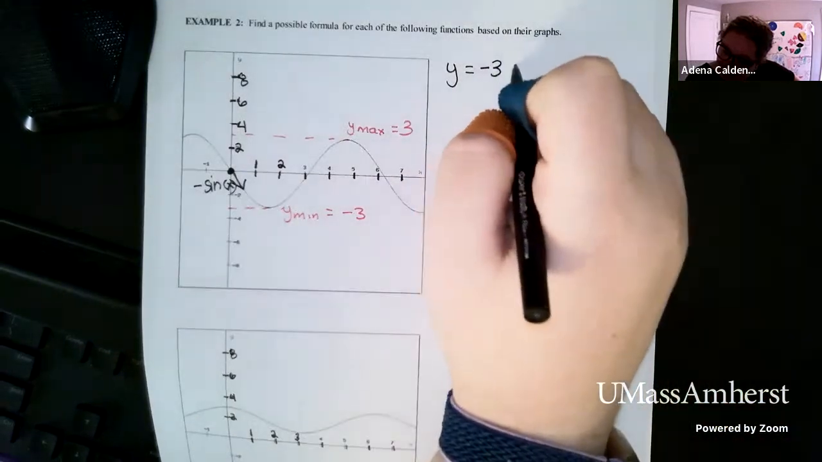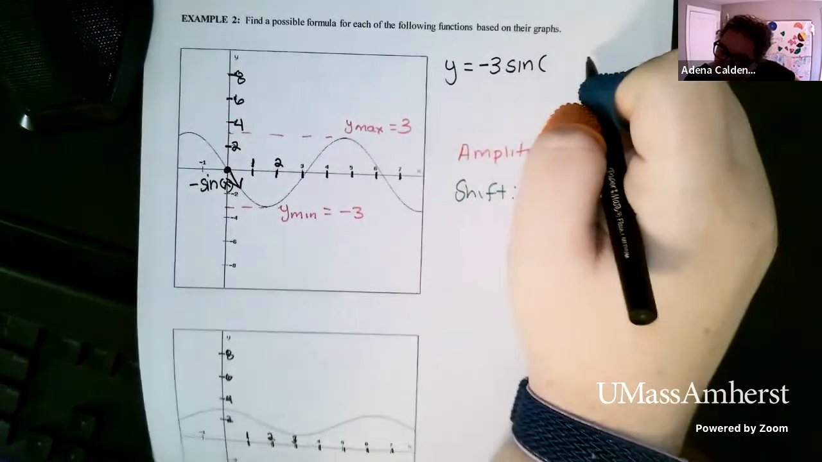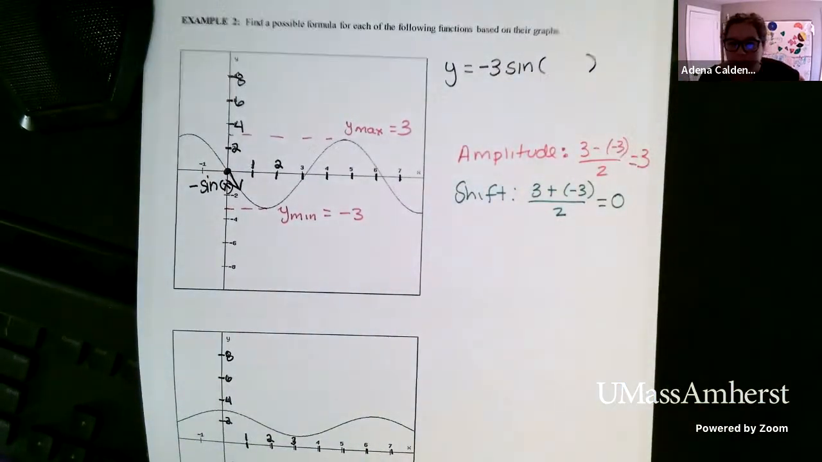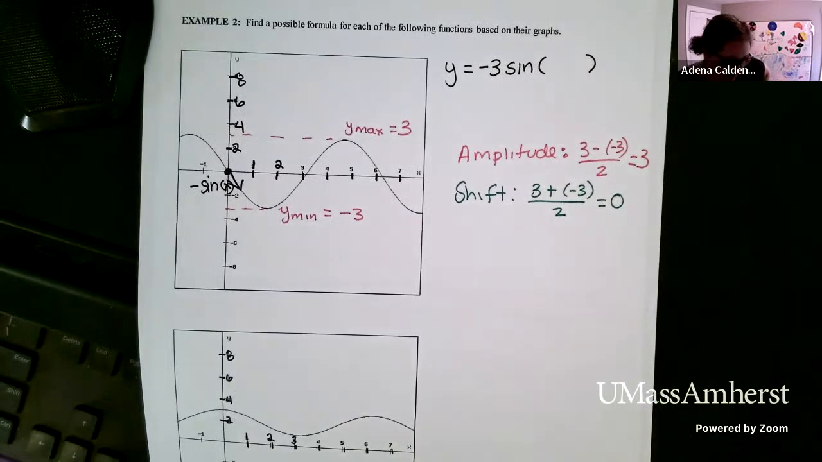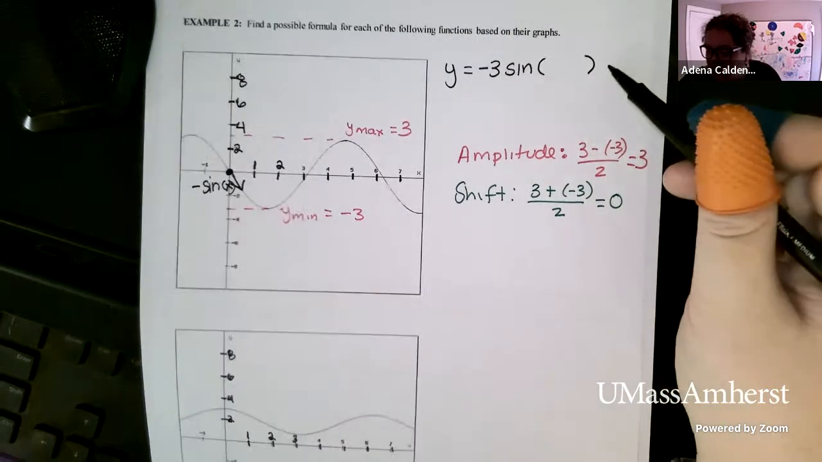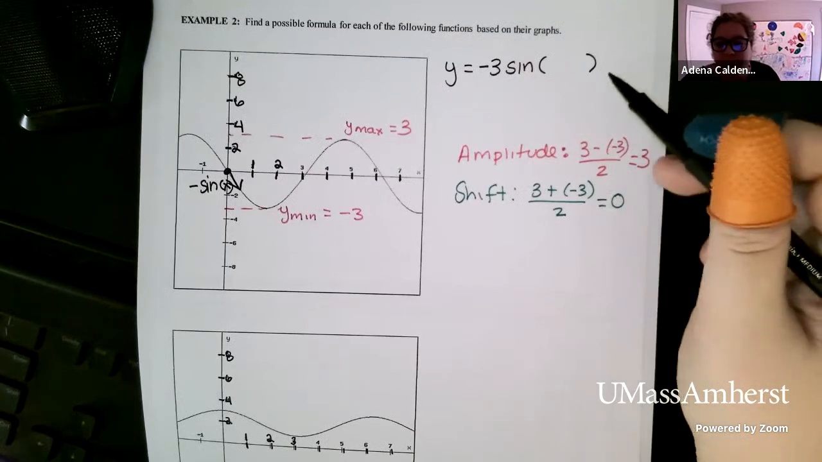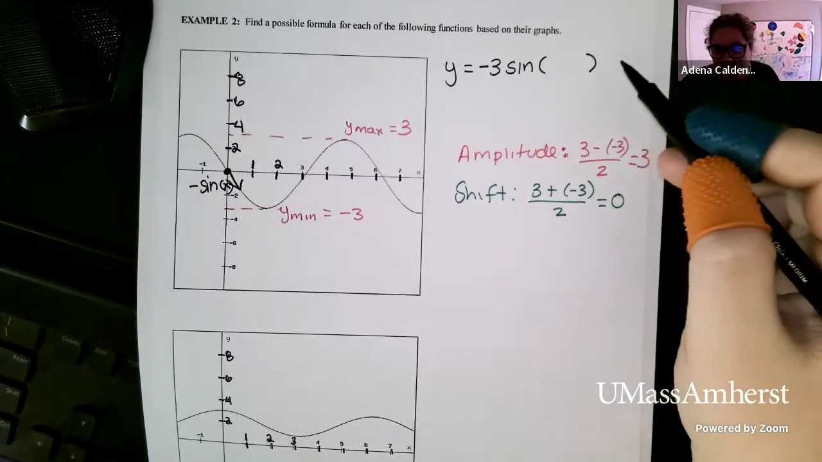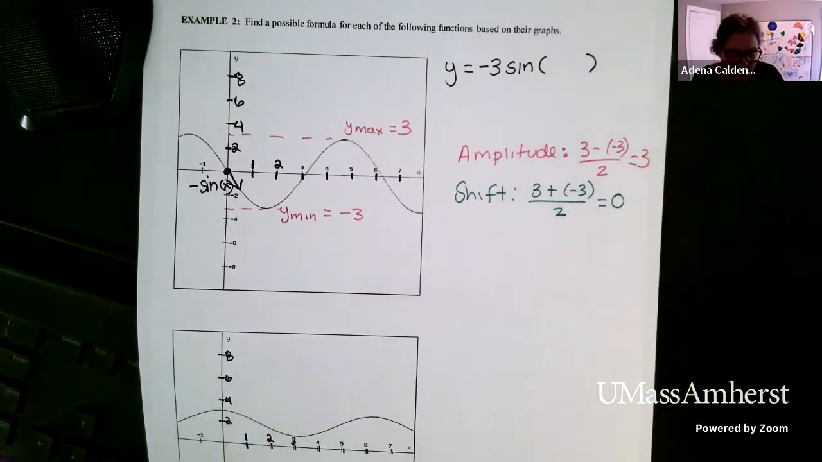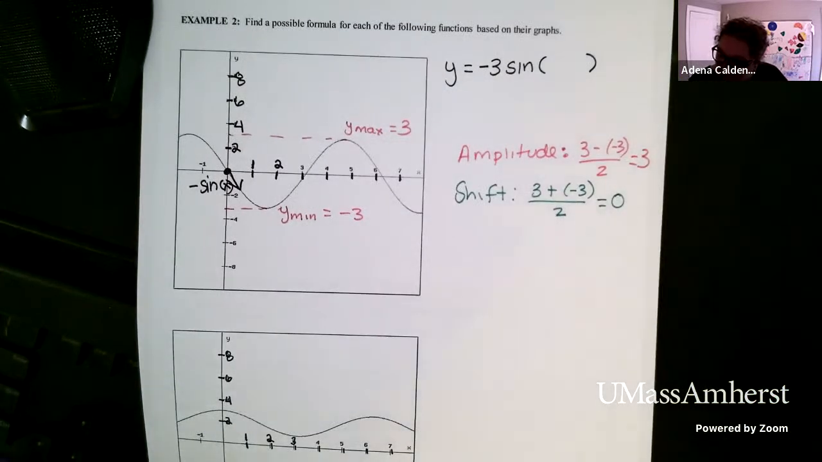So -3 sine. I haven't done the period yet, so I'm not going to put anything in the parentheses quite yet. But then I know my shift is 0, so I don't have plus anything at the end. If I did have a shift, I'd throw it on right here. So now, my last part, I need to figure out the period.